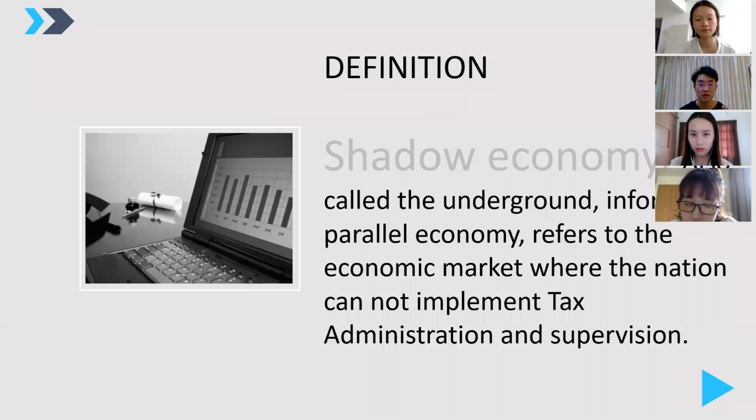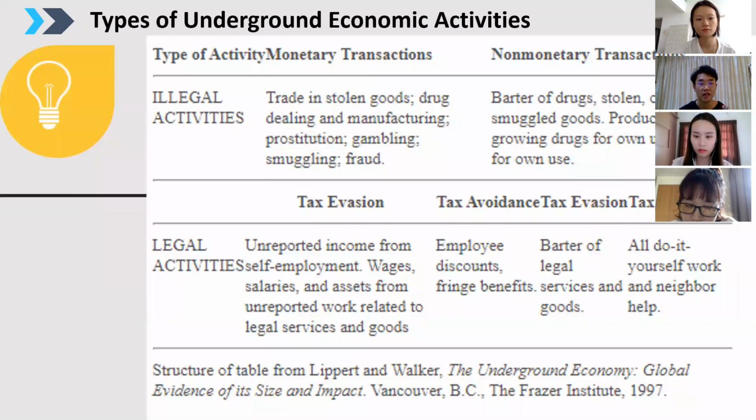Shadow economy, also called the underground, informal, or parallel economy, refers to the economic market where the nation cannot implement tax administration and supervision. How many types of underground economic activities are there?